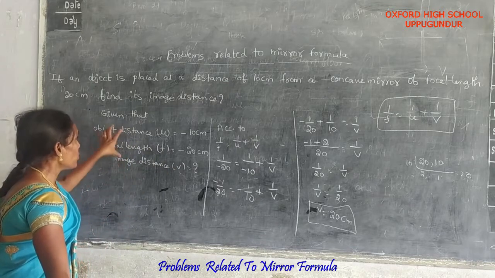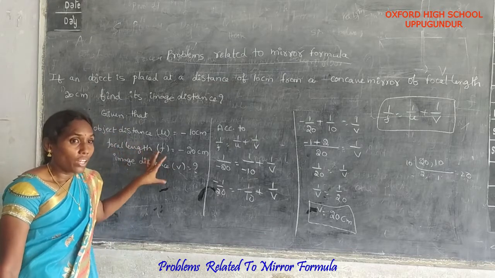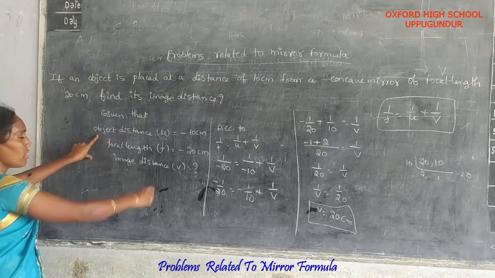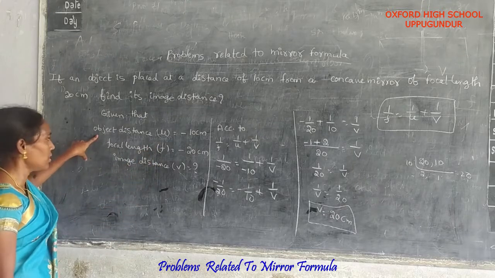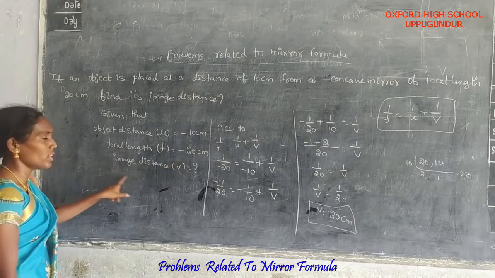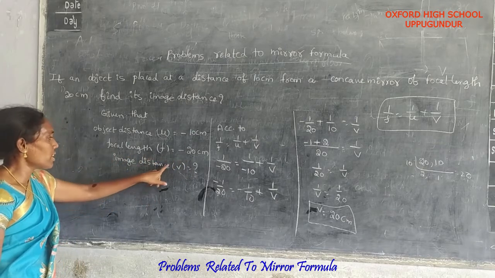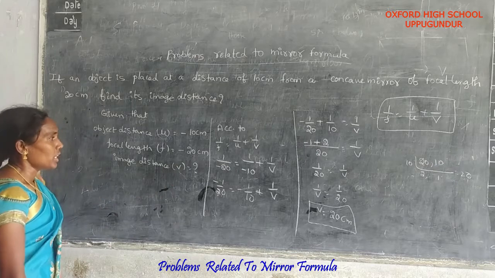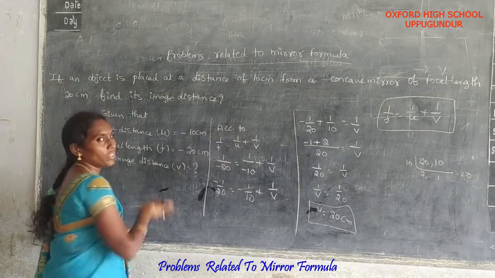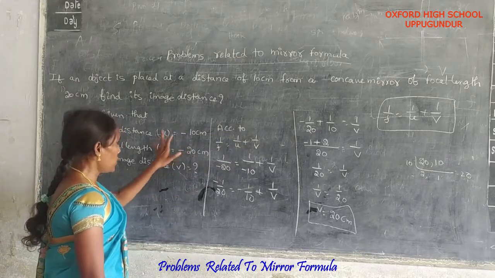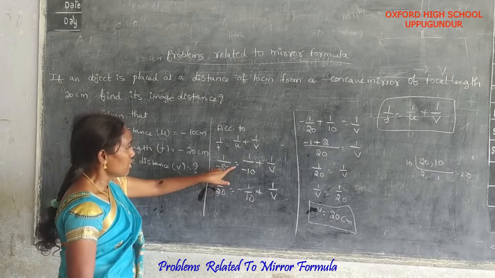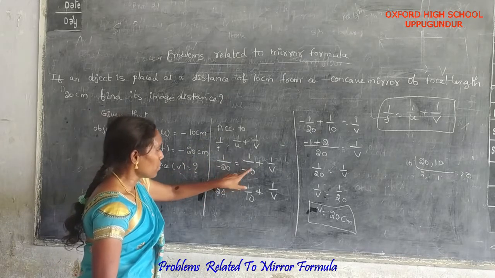Here also, first you have to write what values are given in this problem. The first one is object distance, which is equal to minus 10 centimeters. Focal length f is equal to minus 20 centimeters. We have to find the image distance, which is generally represented by the letter v. According to the mirror formula, 1 by f is equal to 1 by u plus 1 by v. Substitute these values in this equation: minus 1 by 20 is equal to 1 by minus 10 plus 1 by v.